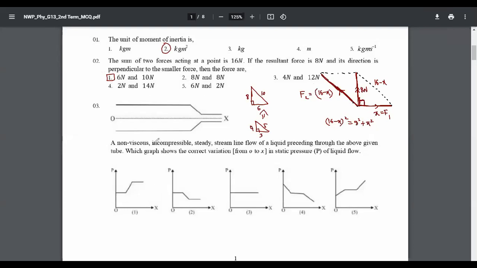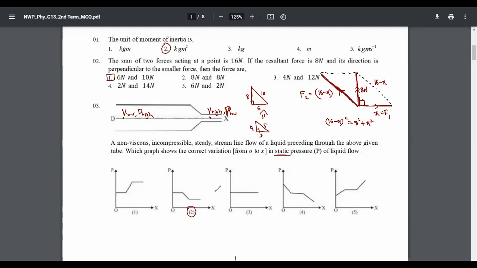Anyways, you might have ended up with this answer. This is very easy. Non-viscous incompressible steady streamline flow. Here, speed will be low because of high area. Here speed will be high. If the speed is low, then the static pressure is high here, and here the static pressure is low. The graph shows the correct variation of static pressure. That's very important. Static pressure. Therefore, high static pressure here, low static pressure there. Therefore, the second one is the answer for the third one.